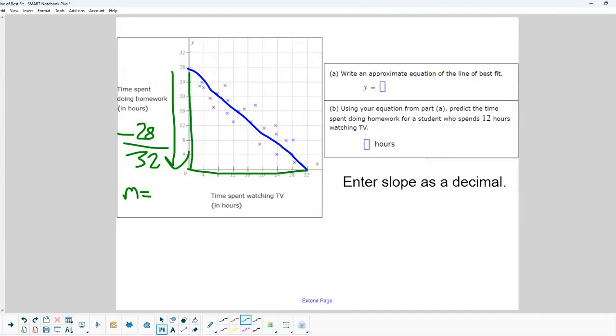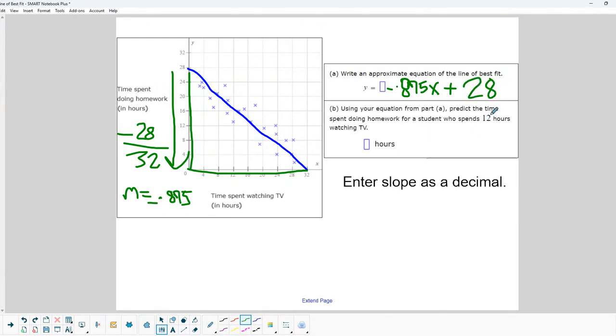So if you do it on a calculator, you can go 28 divided by 32, and that is 0.875, and because it's going down, it's a negative 0.875. So our equation then is y equals negative 0.875x, and it's a negative because it's going down, plus our y-intercept we started out with was at 28.